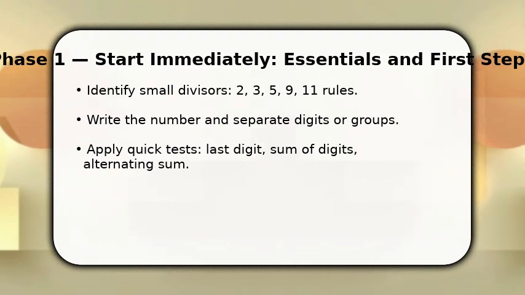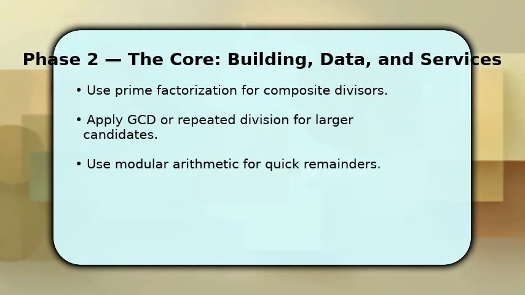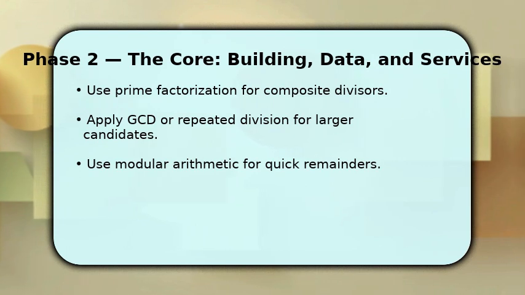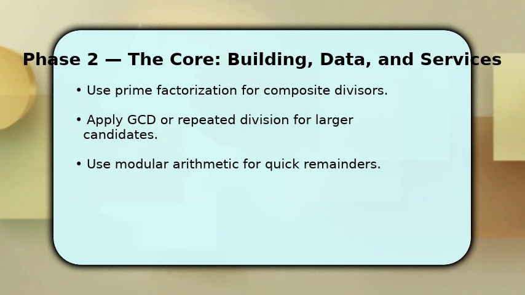bigger divisors. Now combine those initial results with factor thinking. If 2 and 3 divide the number, then 6 divides it. That explains why factoring helps. For larger candidates, perform one clean division or compute the GCD with the candidate to confirm divisibility.